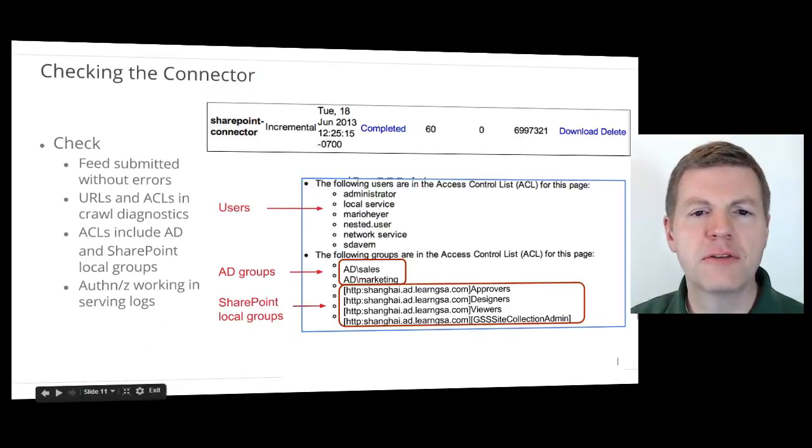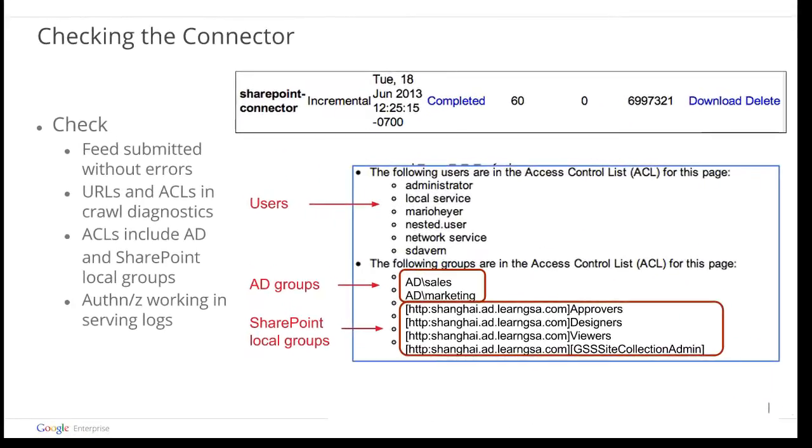Once the connector has been configured, it should immediately start crawling SharePoint and building feeds. Check the feeds page to make sure that feeds are being submitted successfully. Next, make sure your SharePoint URLs show up in Index Diagnostics. If you're using ACLs, you should be able to see them here for the pages being indexed. You should be able to see both AD and SharePoint groups if you're using both.